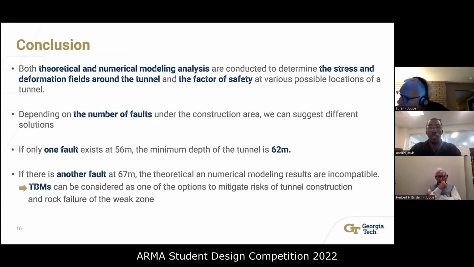If one fault exists at 56 meters, the minimum depth of the tunnel is 62 meters. In order to mitigate the risks of the tunnel construction and the rock failure in the weak zone, we would suggest tunnel boring method and grouting as possible solutions.